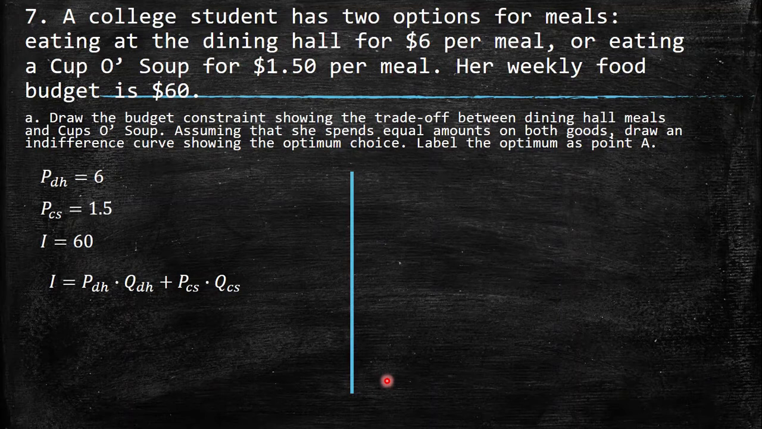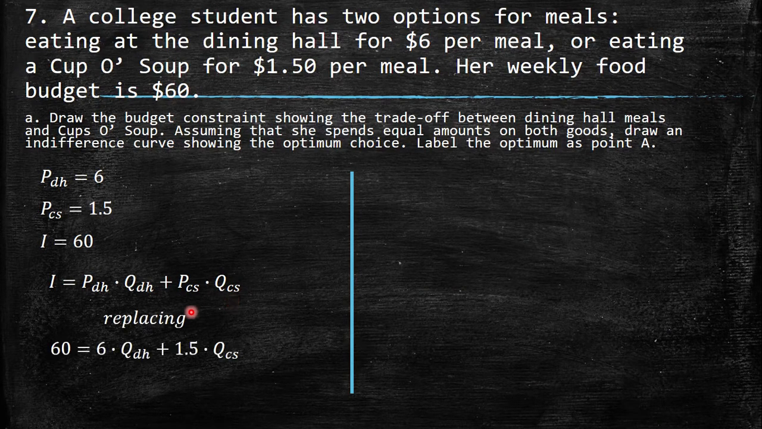Summarizing the information, we have already this one. Now, this is your income. You know that the money that you spend is no more than the price of the dining hall times the quantity of the dining hall plus the price of soups times the quantity of soups, which brings you your total spending, right? So replacing, you know that income is equal to 60. Then you know that the price of the dining hall is 6. The quantity of dining hall that you will consume to maximize, or the optimum, given this condition that you spend equal amounts on both goods, you don't know. Then 1.5 is given, then you have this one.